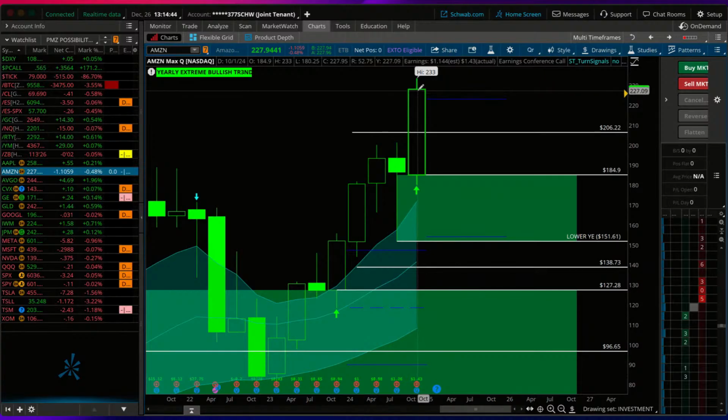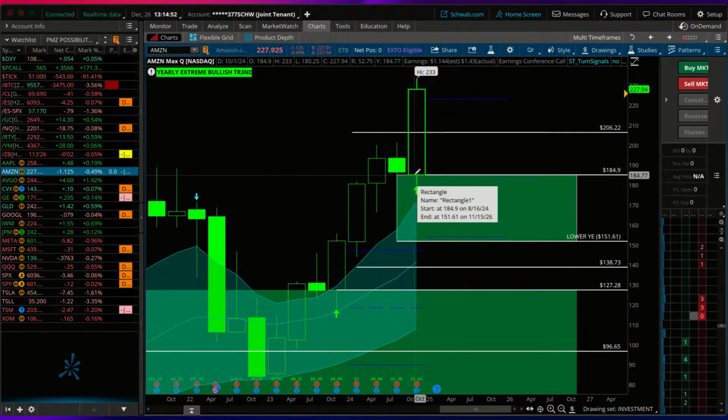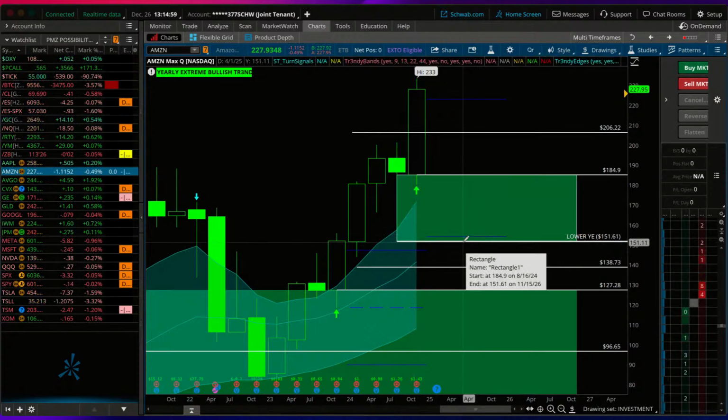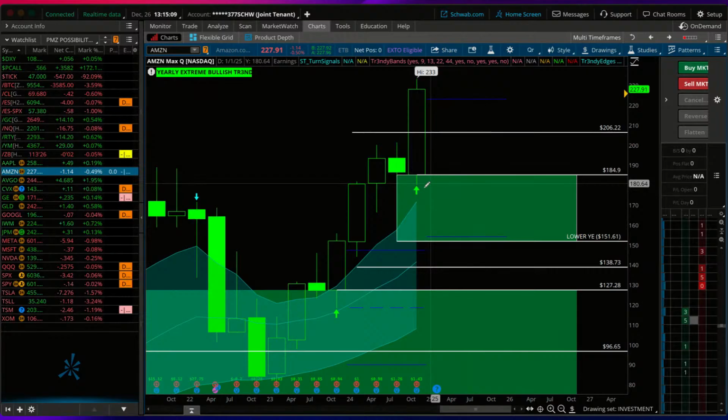And I anticipate in the next 5 days, Amazon will close up here rather than down here. So I went ahead and marked this as my quarterly demand zone. 184.90 by 151.61. You can see the 2025 lower yearly edge is down here towards the bottom of this zone. This is the buy the dip opportunity on Amazon.